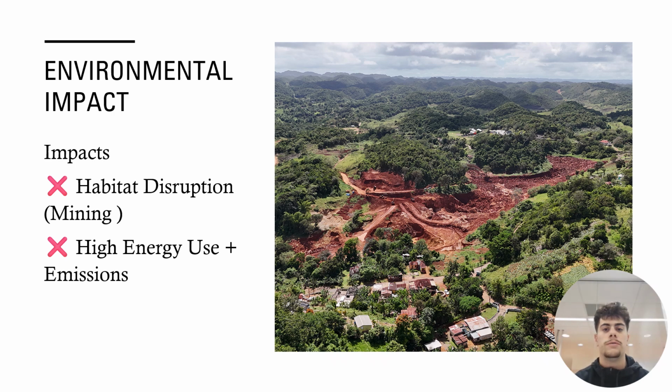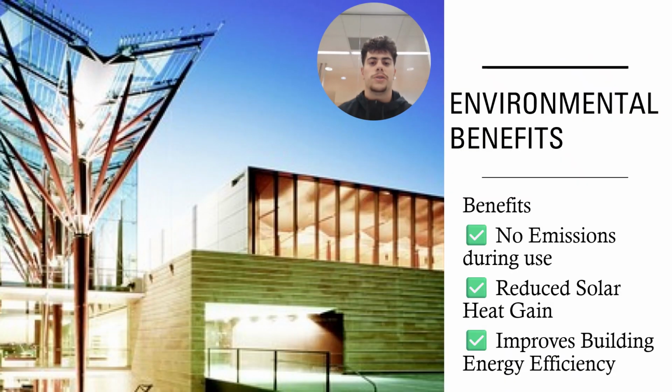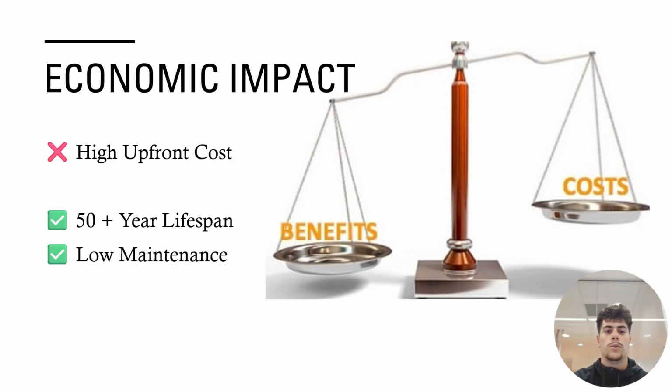Production causes severe habitat loss and environmental damage, causing huge amounts of energy use and emissions. These are offset during use as the aluminium improves energy efficiency by reducing heat gains. Although the initial upfront cost may be higher, its durability and low maintenance makes up for it.